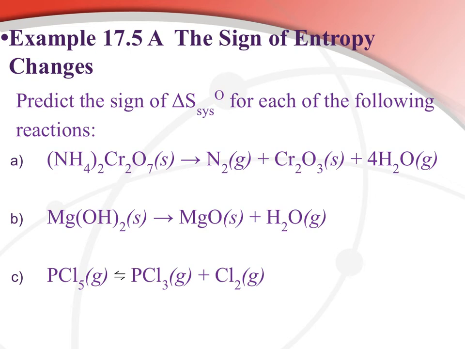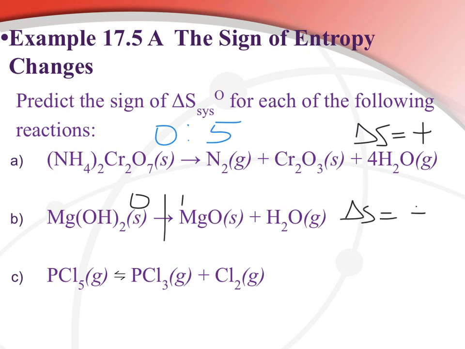So predict the sign of delta S. If we look at the gas particles for this first reaction, we have 0 on the left, and we have 5 moles of gas on the right. So delta S for this first balanced equation, the system is going to be positive. We're getting more entropy. Okay. The system is always the balanced equation. The second equation here, we've got no gas on the left, and we've got 1 mole of gas on the right. So delta S here again is positive.